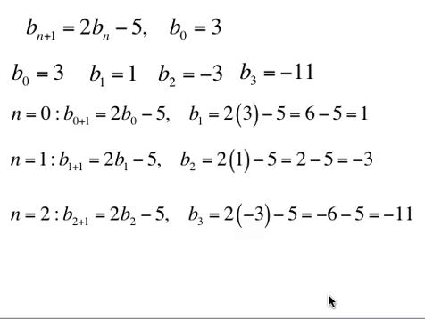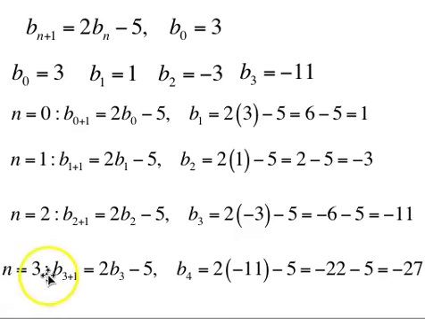We'll go to n equals 3. If we go to n equals 3, that will give us b sub 3 plus 1. That will give us b4 is 2b3 minus 5. Again, n is 3. b sub 3 plus 1 is 2b sub 3 minus 5. b sub 4 is 2 times b sub 3. 2 times negative 11 minus 5. Negative 22 minus 5 is negative 27. And again, there's our b4 is negative 27.